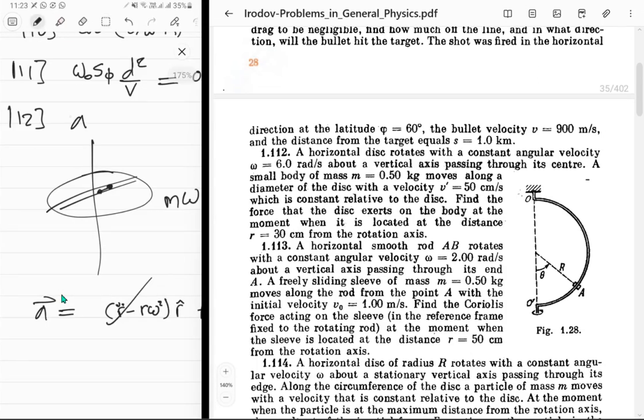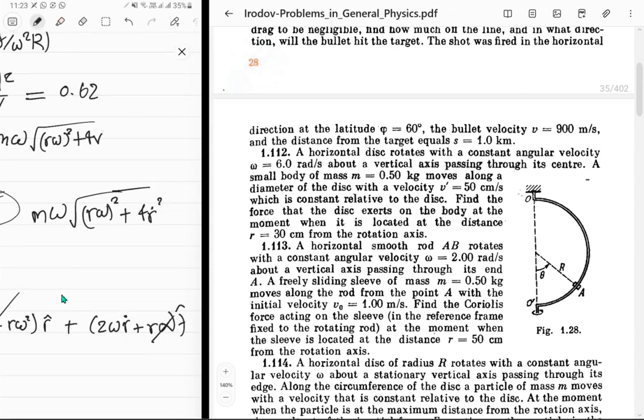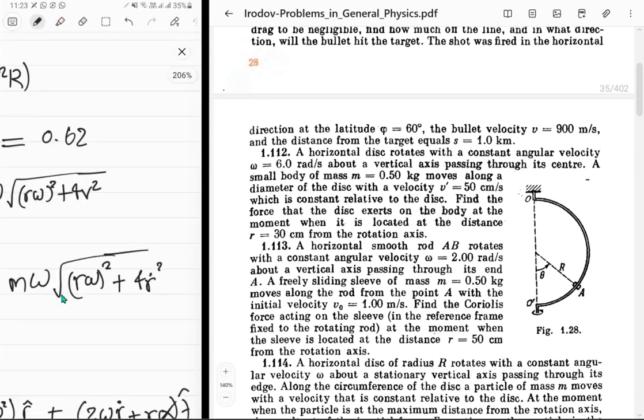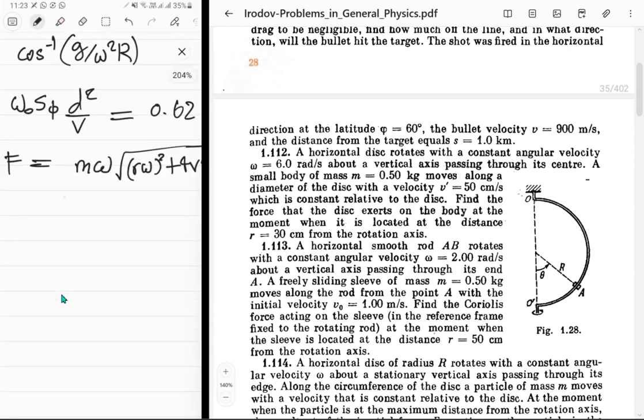So our force, as a magnitude, is just m omega times the square root of r omega squared plus 4 v dash squared. I should say v dash because that's what we should put in there. And r dot is actually negative v dash, squared, right? So what is it going to be? What's the mass of this guy?